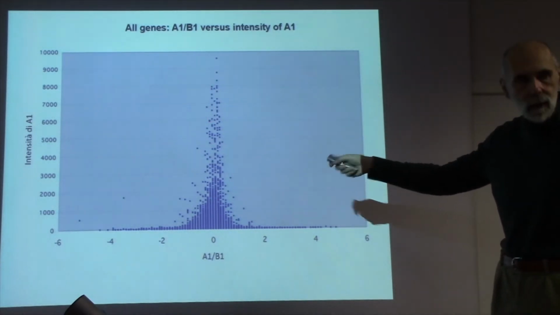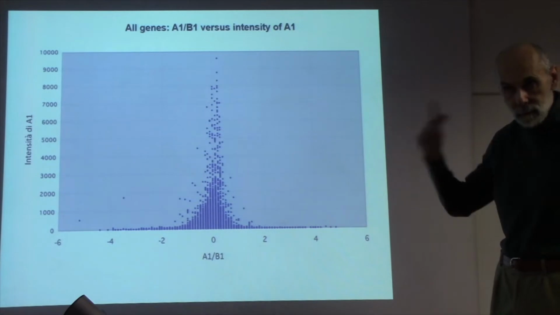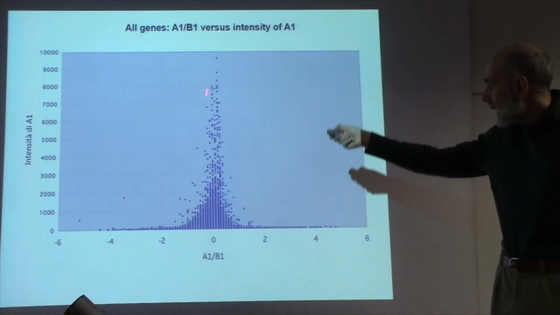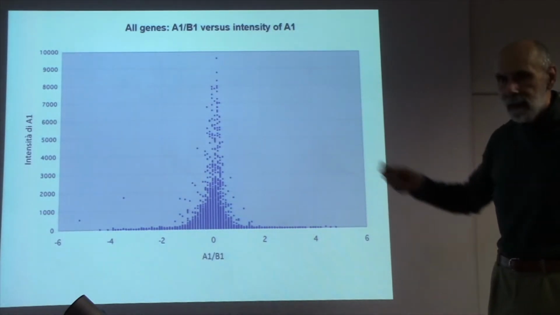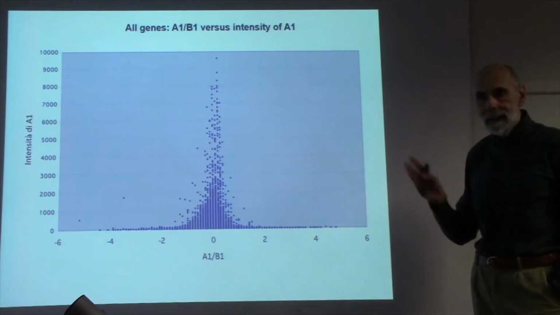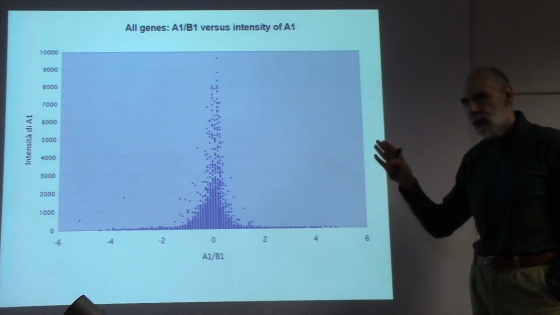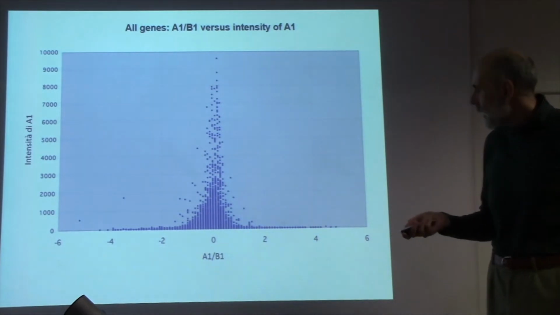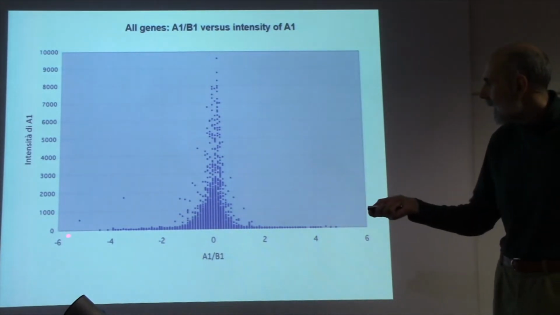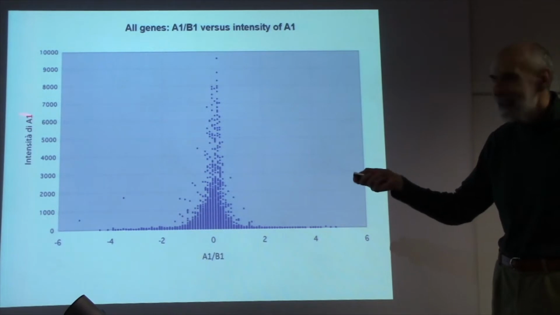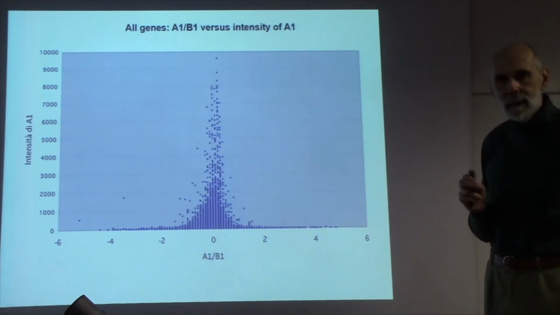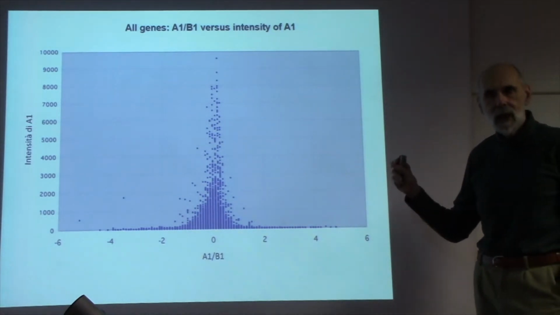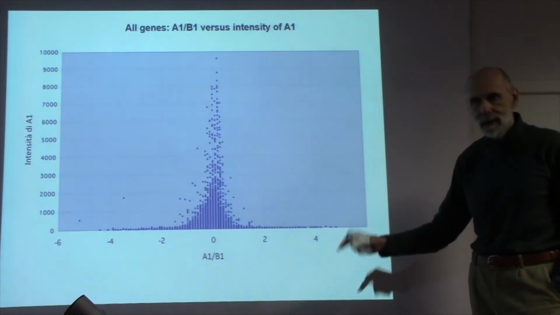And 0, 2 to the 0 means 1. So these dots here have a ratio of 1. These genes are not changing expression. What apparently changes expression are the genes that have low absolute intensity. The genes that produce low numbers on the chip, on the array.